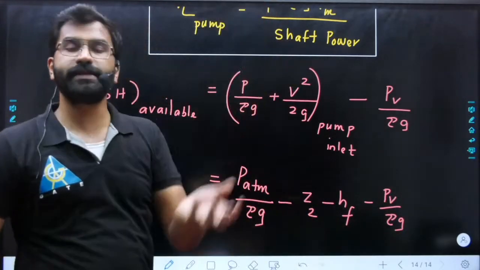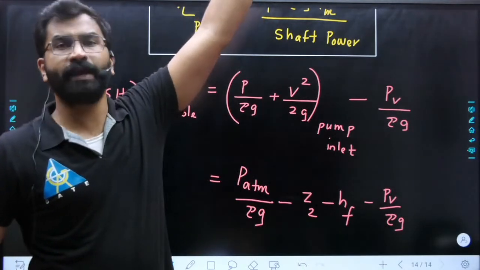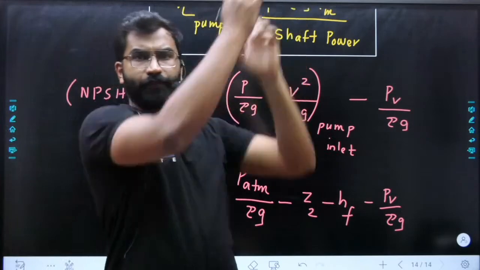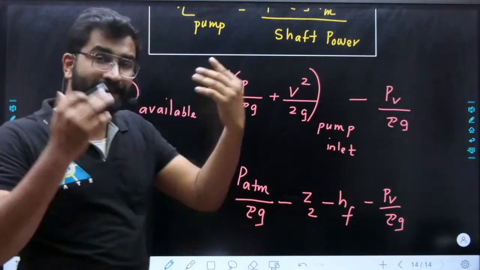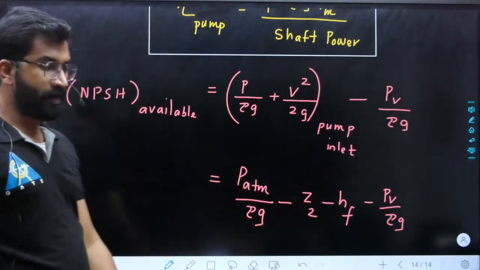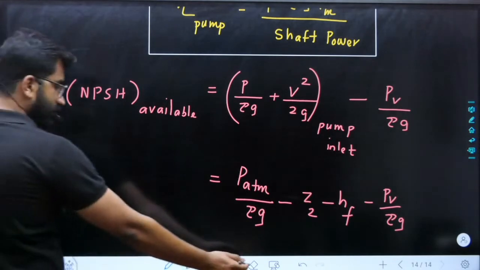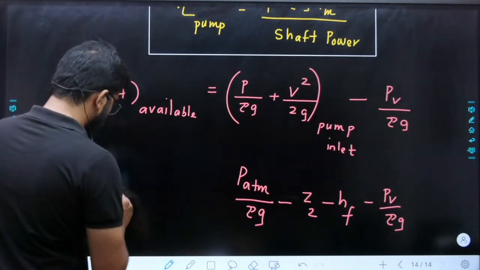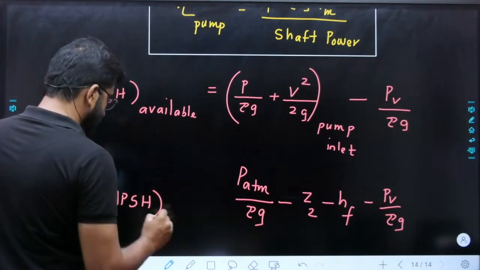In our industries or in our plant, for an overhead vessel also, we have a tank here. If you want to pump some fluid from the tank, in that case this Z2 will become plus. So remember that. Easy. So this is your equation for NPSH. Always remember, NPSH available should be greater than NPSH required.